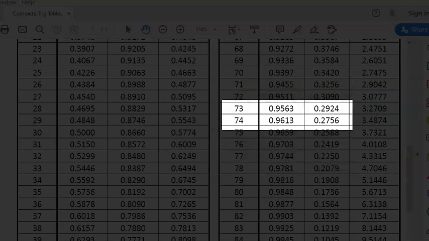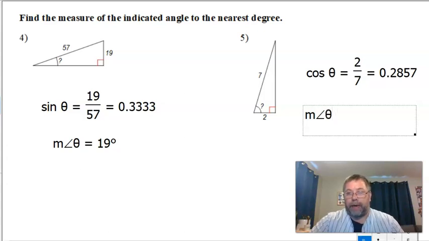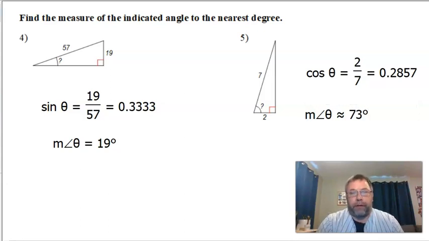And there we are, 0.2857 is right between these two numbers. And I do a little subtraction, and I can see that I'm going to go with the 0.2924. And if I slide to the left, we get 73 degrees. So here we are back at the worksheet. And I'm going to write that the measure of angle theta is about 73 degrees. So there's two problems where we are finding a missing angle.